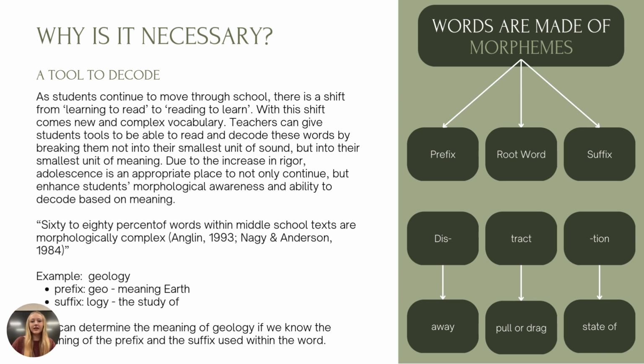This is just one of the tools that you can use in order to help further morphologically develop your students. And I have a chart here that further goes over that words are made of morphemes, prefix, root words, and suffixes. The full word here is distraction, dis being the prefix, meaning away.